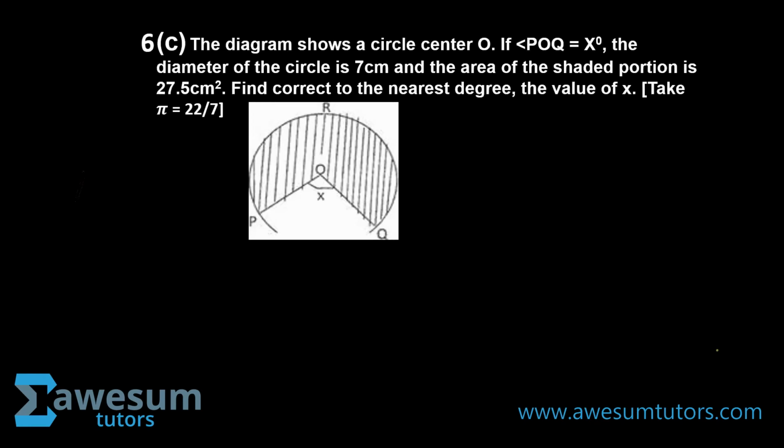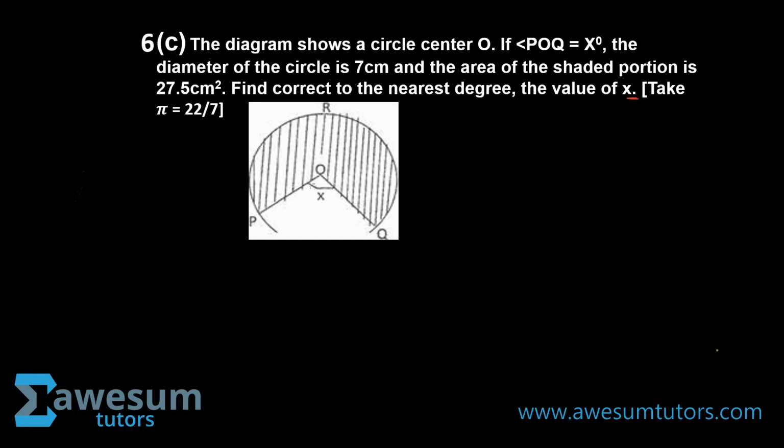Hi everyone. Today we are going to be looking at question 6C of the WASSCE 2010 May-June General Mathematics past question. The question says that the diagram shows a circle center O. If angle POQ equals x degrees, the diameter of the circle is 7 centimeters and the area of the shaded portion is 27.5 centimeters square. Find, correct to the nearest degree, the value of x.